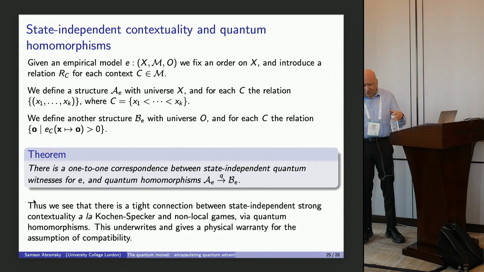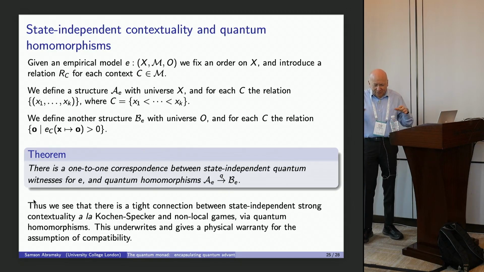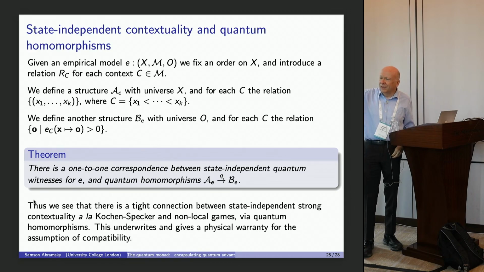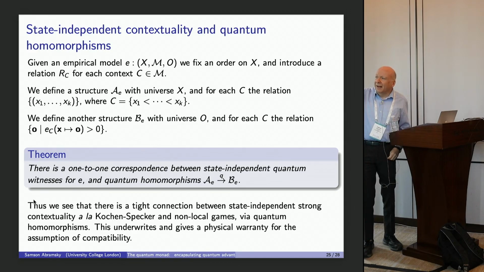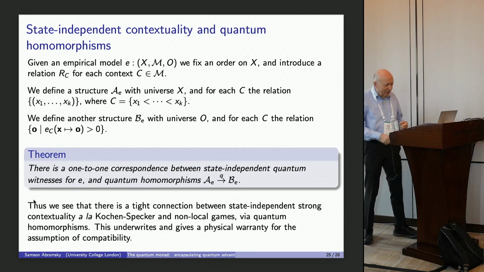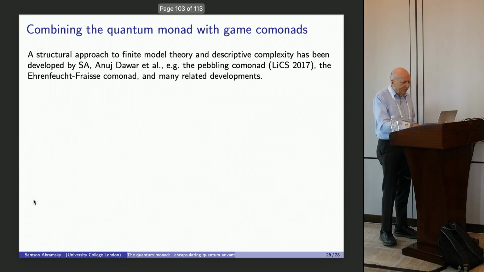We can actually have our cake and eat it too. You can turn a state-independent contextuality proof into a Bell-type non-locality proof, essentially by putting in a maximally entangled state, which serves to correlate Alice and Bob, and then playing this contextuality witness in both Alice and Bob. And essentially that's how, in the end, we relate these state-independent contextuality witnesses to quantum homomorphisms and then ultimately to non-local games.